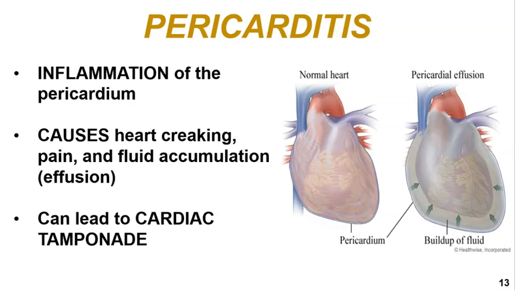So if pericarditis is severe enough, excess fluids can accumulate in the pericardial cavity, which is typically referred to as effusion. This excess fluid accumulation can lead to a condition called cardiac tamponade, where the excess fluid that's within the pericardial sac, or the pericardial membranes, actually compresses the heart and limits the heart's ability to fill with blood and also to pump blood.